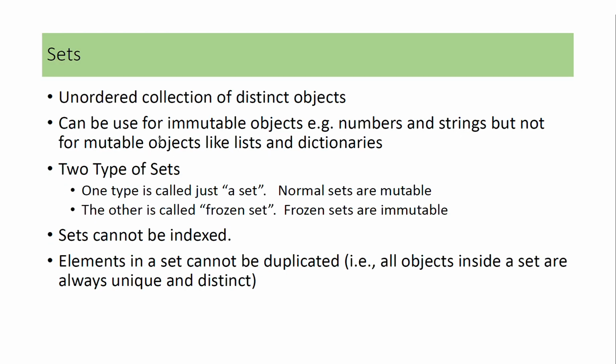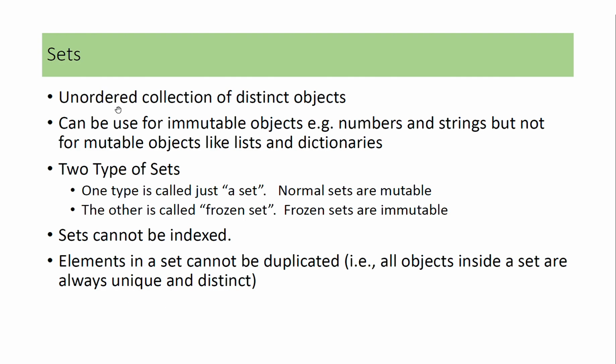A set is an unordered collection of distinct objects. It can be used for immutable objects, for example numbers or strings, but not mutable objects like lists and dictionaries. There are two types of sets. One is called just a set; normal sets are mutable. The other is called a frozen set; frozen sets are immutable, which means you cannot change them. Sets cannot be indexed. Elements in a set cannot be duplicated.